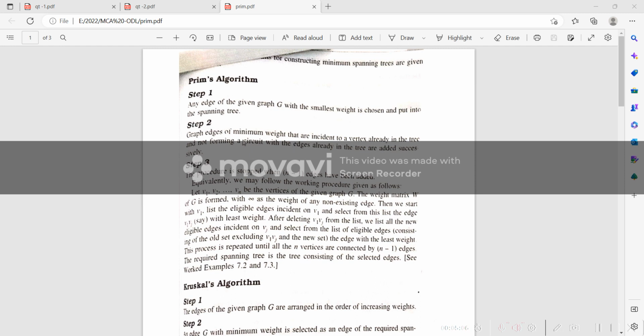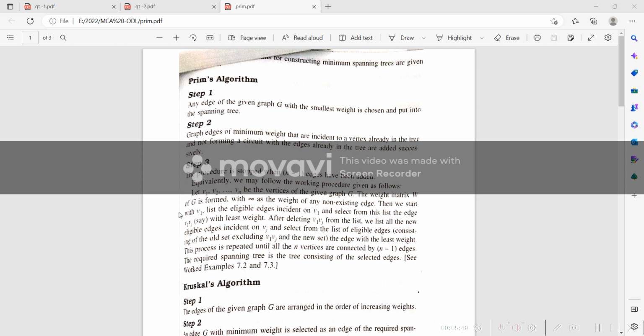The only thing we should concentrate on is that the selection need not form a circuit, that is, one closed diagram. Those things we should keep in mind. Edges not forming a circuit with the edges already in the tree are added successively, one by one. Then the third step: the procedure is stopped when n minus 1 edges have been added. So these three are the steps for Prim's algorithm.